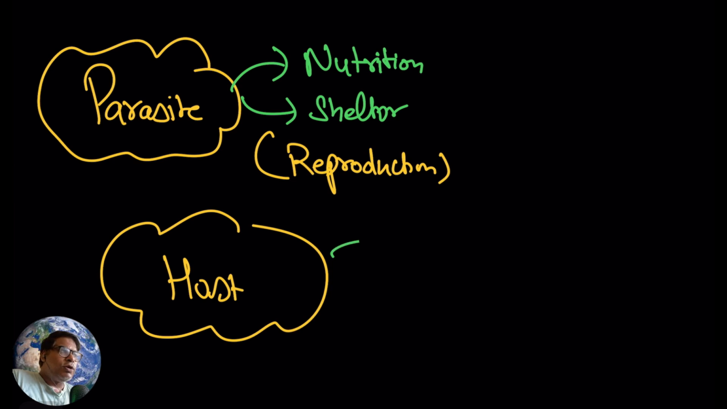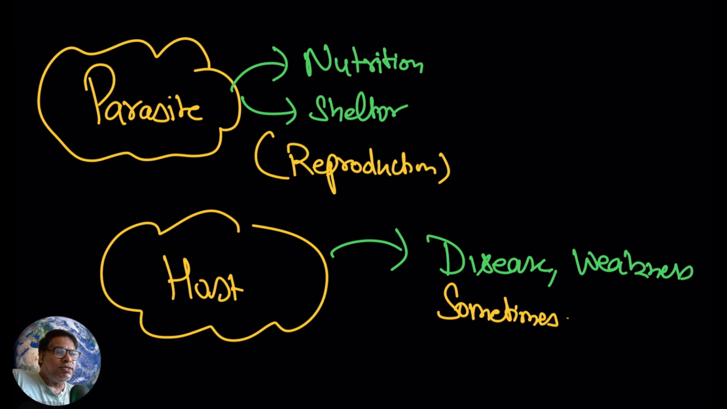Now in the case of the host, what does the host get in return? Disease, weakness, sometimes even death. So in this case you have a positive-negative interaction. The parasites are benefited and the hosts are harmed. The host gets disease, weakness, sometimes even death.